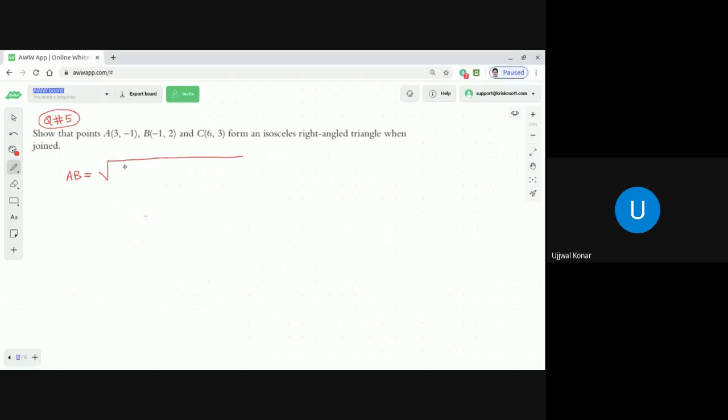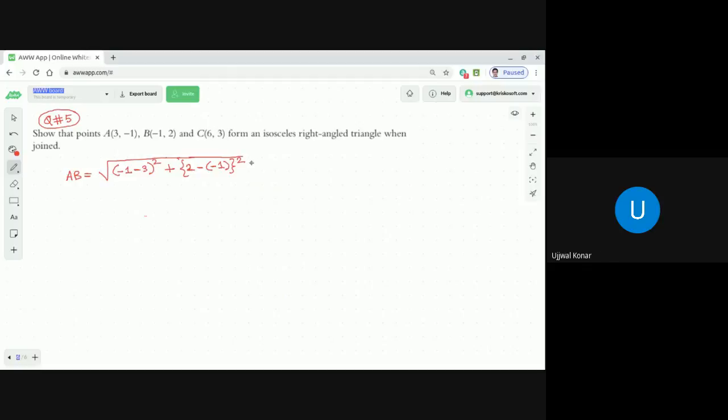AB is the x coordinate of the point B, that is minus 1, minus the x coordinate of point A, that is 3, whole square, correct or not? Plus the y coordinate of the point B, that is 2, minus the y coordinate of point A, that is minus 1, correct or not? Yes, sir, it's 5.